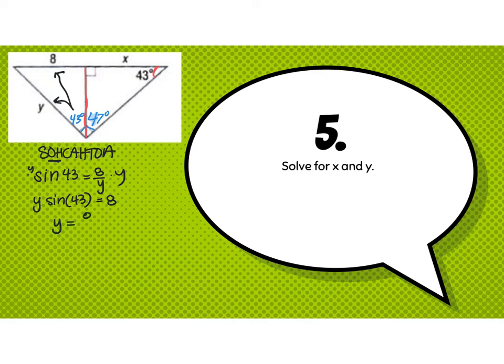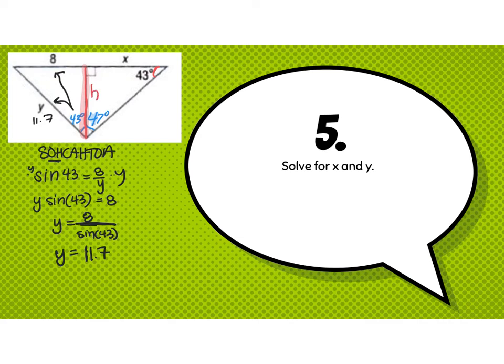Gives me y equals 8 divided by sine of 43. And I'm going to put this into my calculator, and I'm going to get y equals 11.7. And yes, that's rounded to the nearest tenth, of course. So y is 11.7. Now I can use that information to find this length here, which is actually going to help me find my x. So let's call that length h.